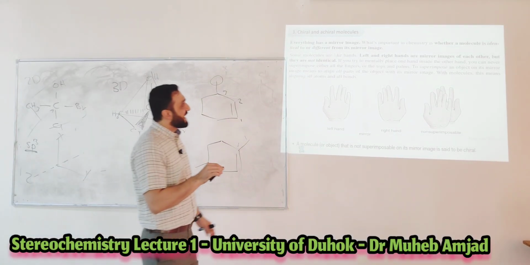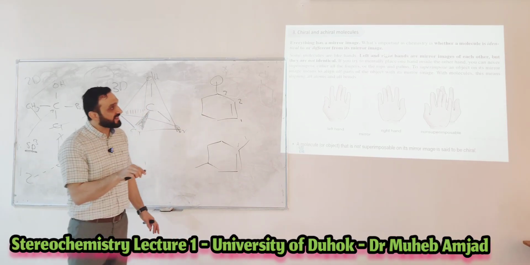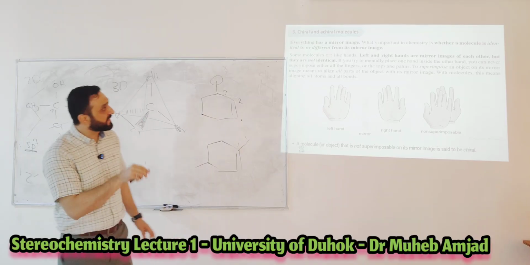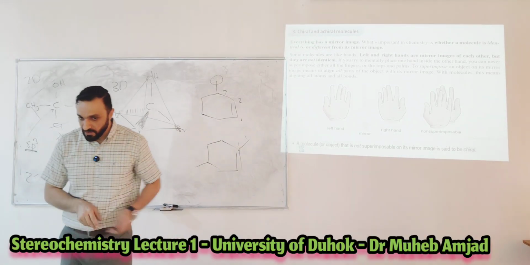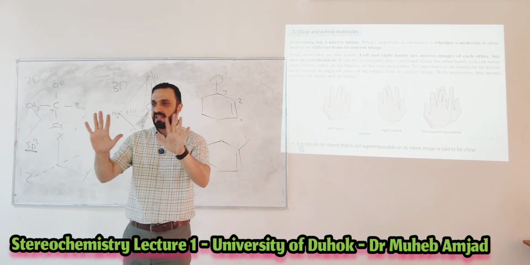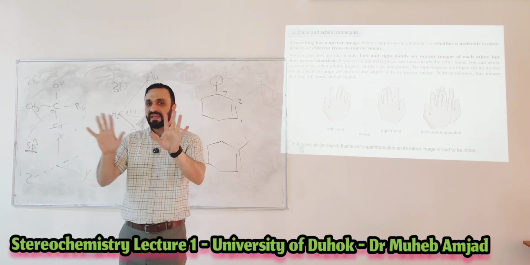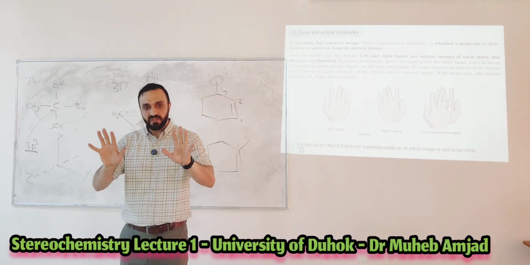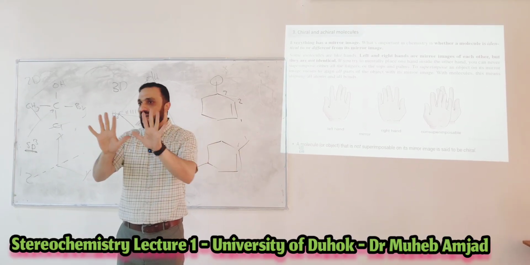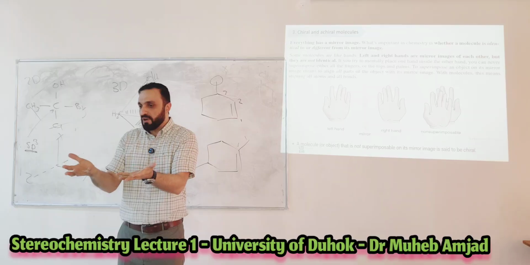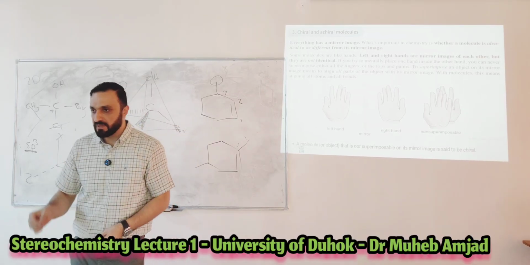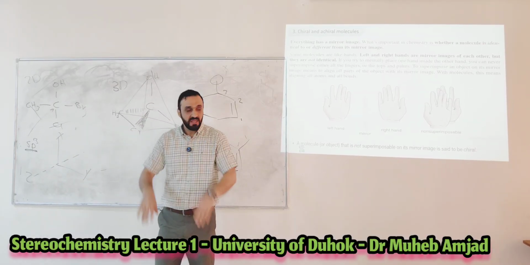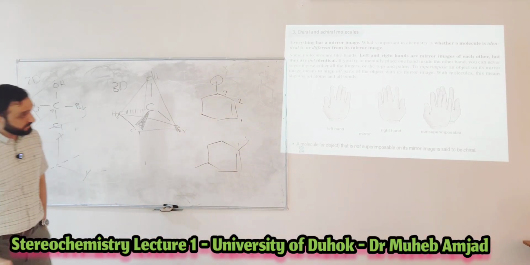So some molecules are like hands. Look, left and right hand. They are mirror images of each other, but they are not identical. I told you before that if you have your two hands, this is the mirror image of this, but they are not identical. This hand is used for something, and this hand is used for something else. If both of them were identical, you could write with both of them. Okay, they are not identical.